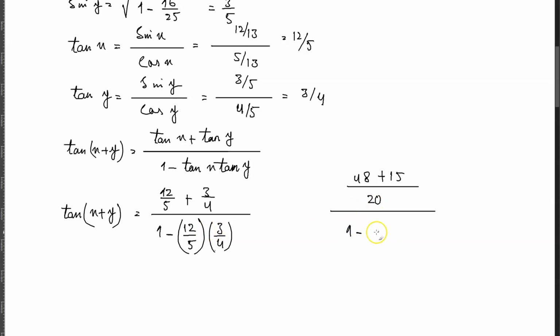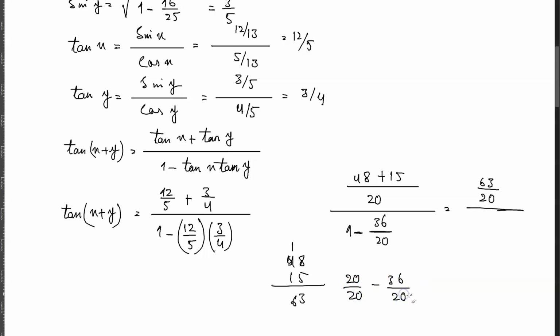basically 1 minus 36 by 20, and then I can write this as 48 plus 15, which is equal to 63/20ths. And 1 minus 36 by 20 is the same thing as 20 by 20 minus 36 by 20, which is equal to negative 16/20ths.